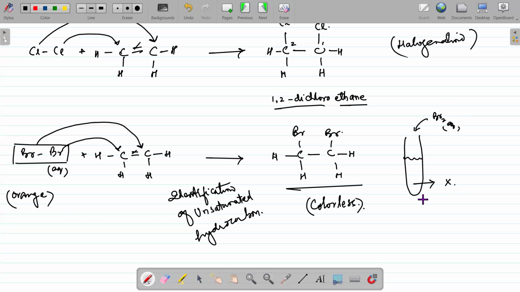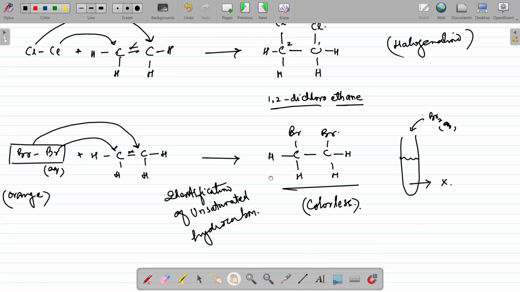If on addition of bromine to the X, the color of the bromine disappears, then that indicates this compound X is unsaturated, meaning having a double bond. And if the color of the bromine remains the same, orange, that means the given compound X is saturated. It means it doesn't have any double bond. Is it clear? Okay, now look at this.